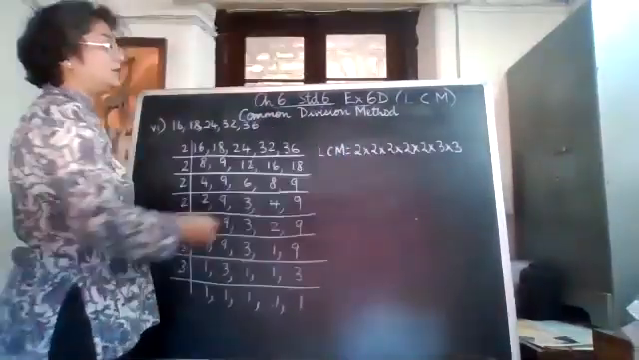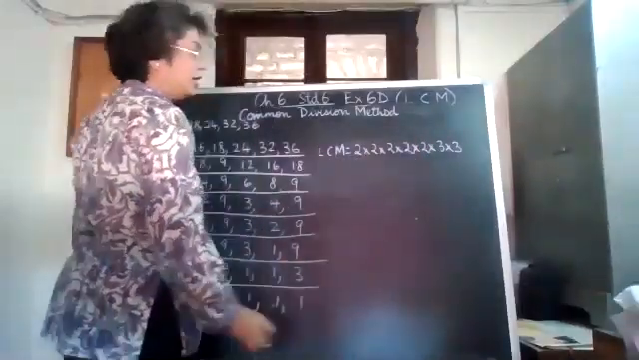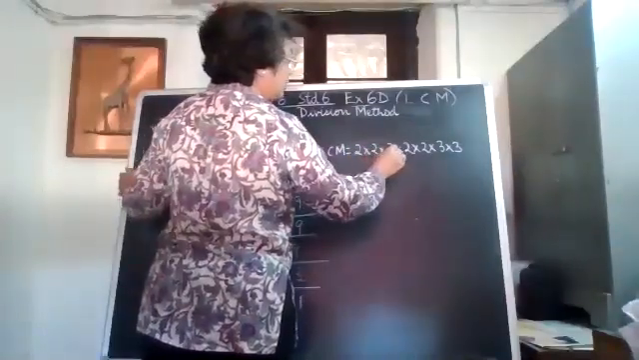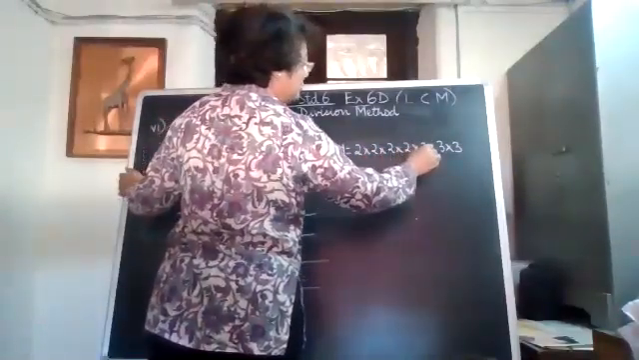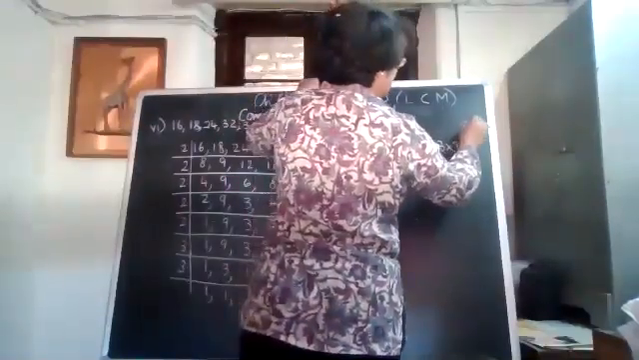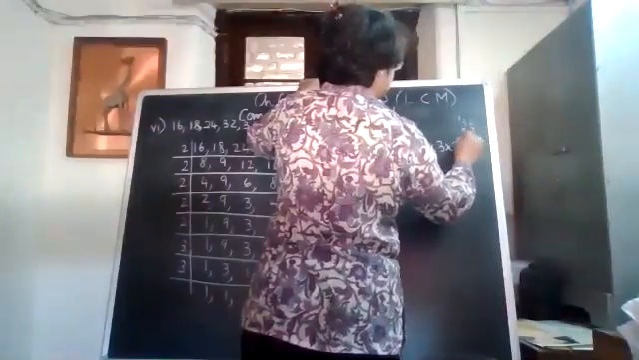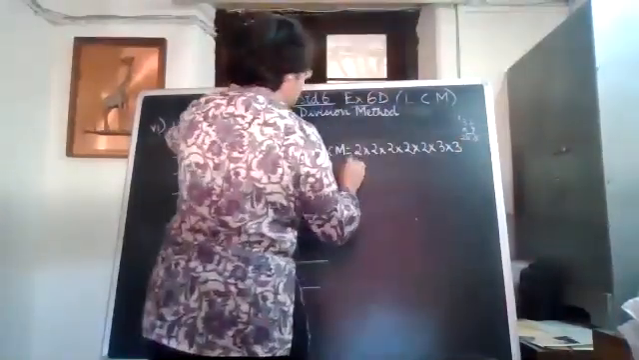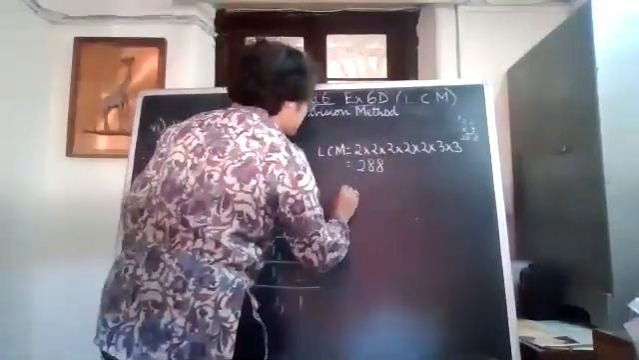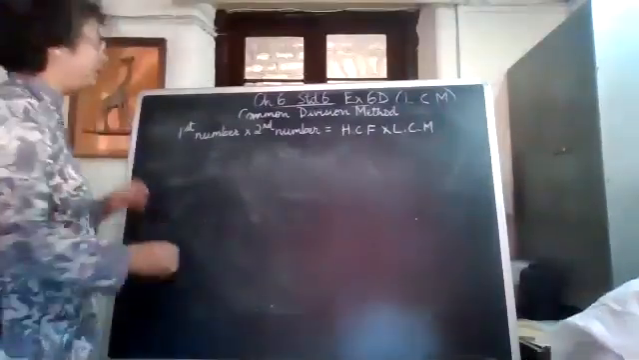Now over here, there is no number where I can make groups of 5 and 2 to make 10. So I will simply multiply. 2 2s are 4, 4 2s are 8, 8 2s are 16, 16 2s are 32. 32 into 3 3s are 9. So you get the LCM as 288.